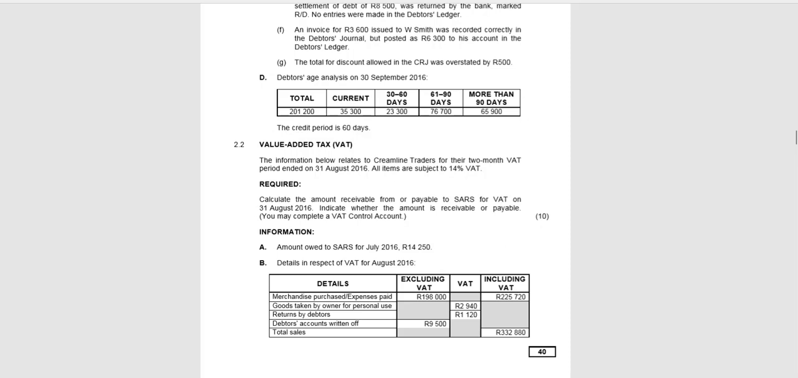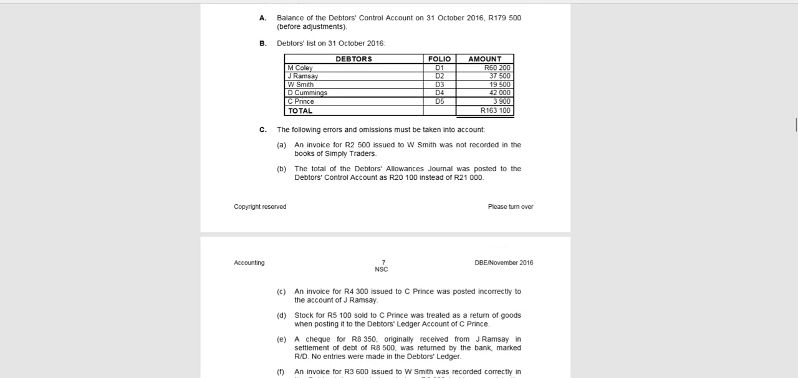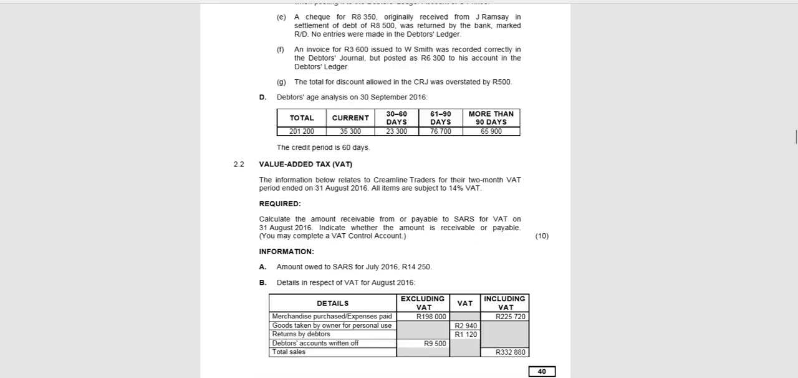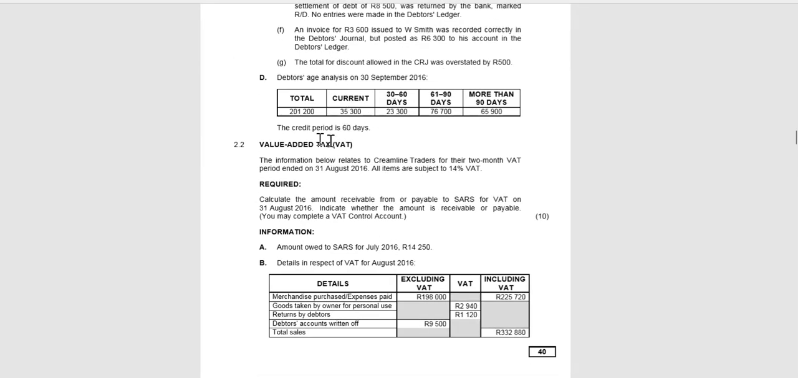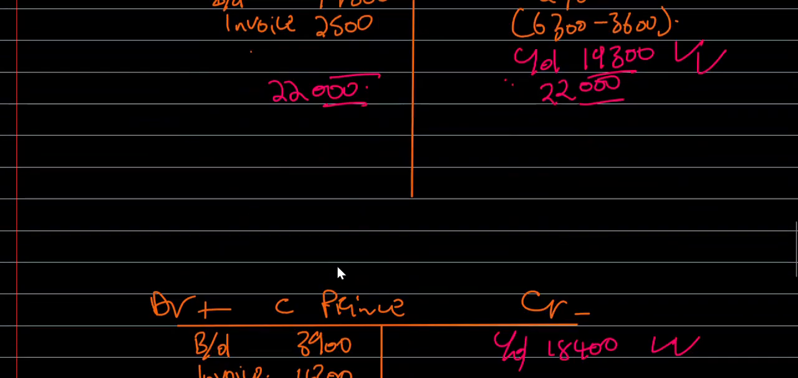Now the credit period is 60 days, right? 60 days. So we are going to use the current and also the 30 to 60 days to track their credit percentage, right? Also, we're going to use this and this, and then divide by that. Let's go and do that.